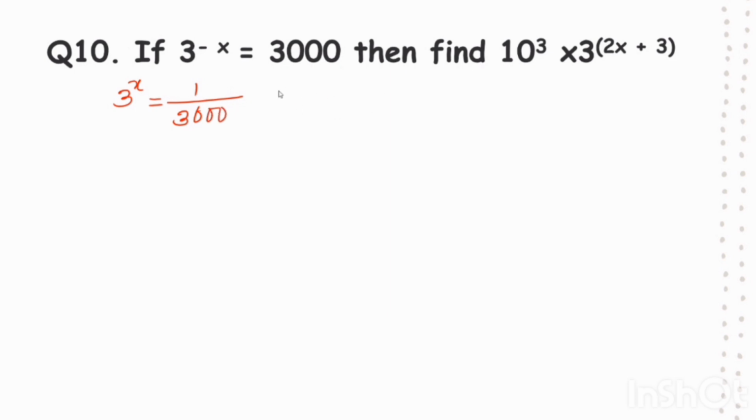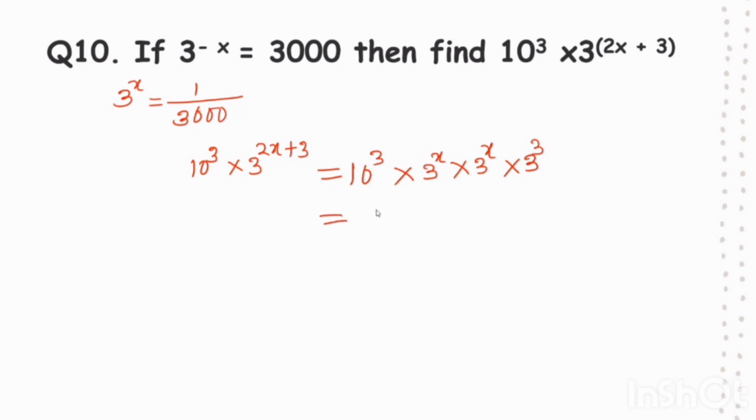Now what is given is the expression we have to solve: 10 cube into 3 raised to the power 2x plus 3, that is equal to 10 cube into, when we are getting 2x plus 3, we can split this expression as 3 to the power x into 3 to the power x into 3 raised to the power 3, so that when we simplify we can add x plus x plus 3 and we get 2x plus 3. Now we have simplified this expression.